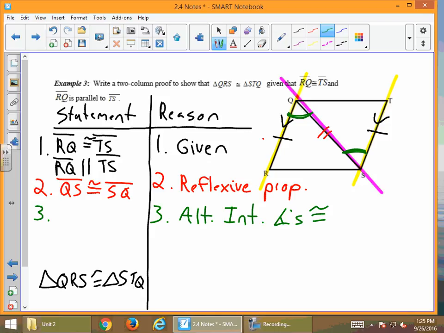Angle Q and angle S. No, we got to go. We want Q in there. I want to start this. I'll name the first one to help you see it. It's going to be RQS is congruent to what angle?